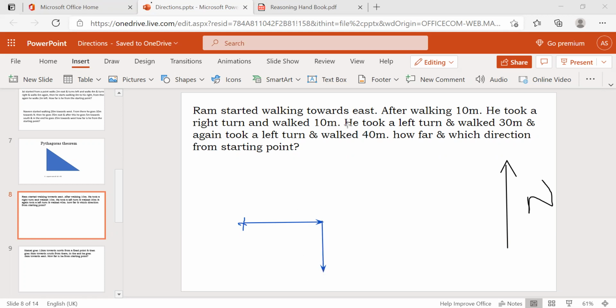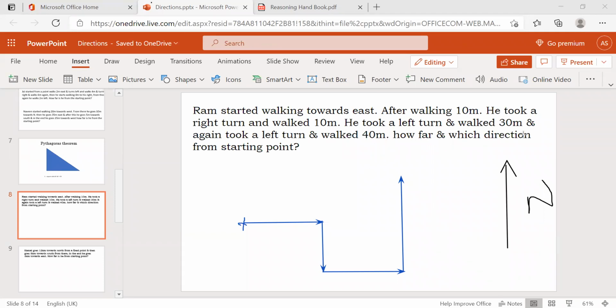Then he took a left turn. Which is left of south? It's nothing but this. And he walked 30 meters now. Again he took a left turn, and now it is 40 meters. Is it clear? 40 meters.